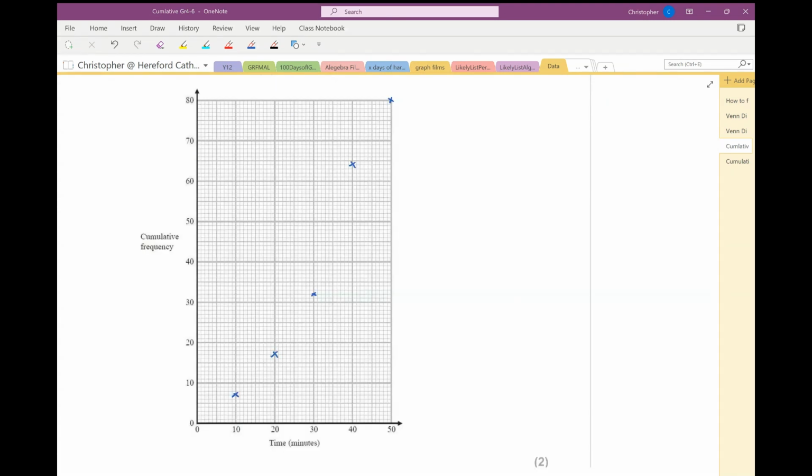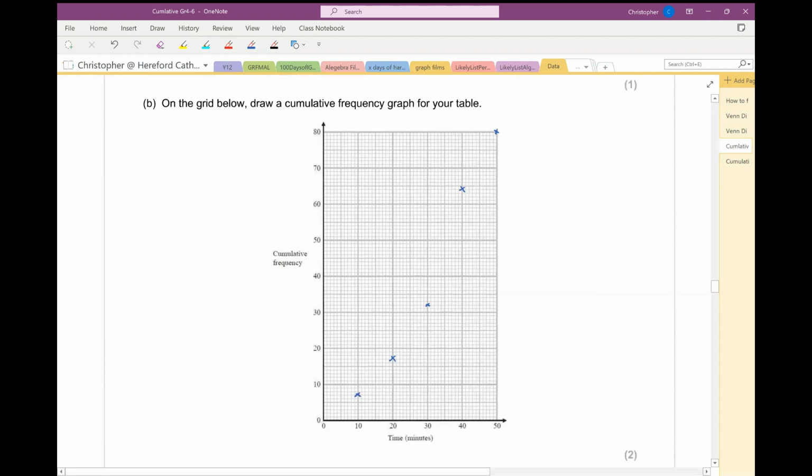Okay, I've plotted my points, so now I'm going to complete my cumulative frequency graph by joining them up carefully with a smooth line. Here we go.